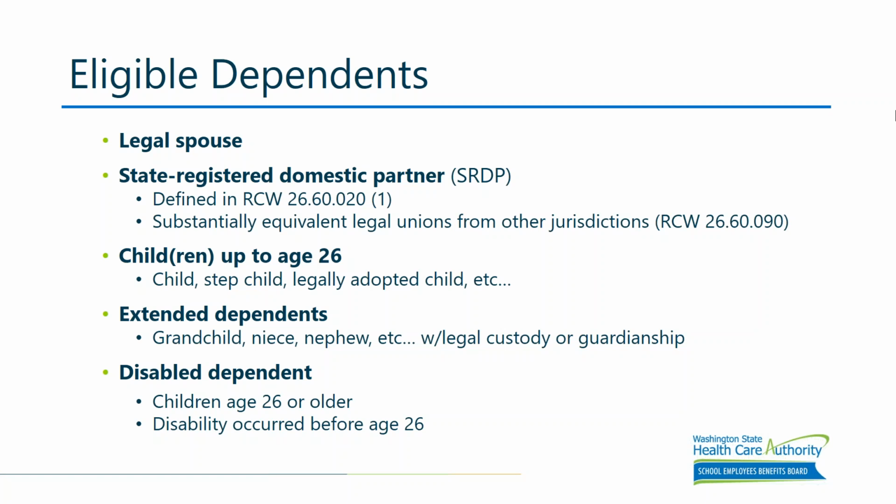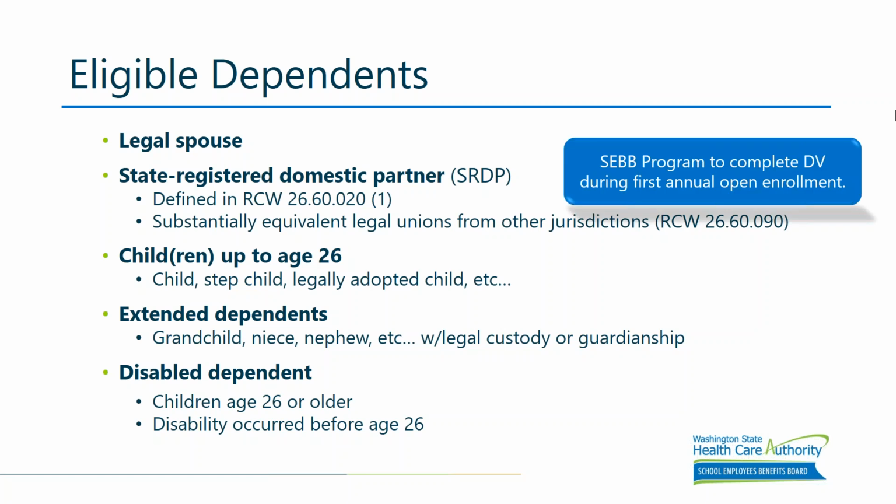With extended dependents, we're talking about a subscriber or a spouse having legal custody or guardianship over a child, such as a grandchild, a niece, a nephew. They would have to have that court documentation showing that legal responsibility. And then disabled dependents. Those are children who are age 26 or older, whose disability occurred before the age of 26.